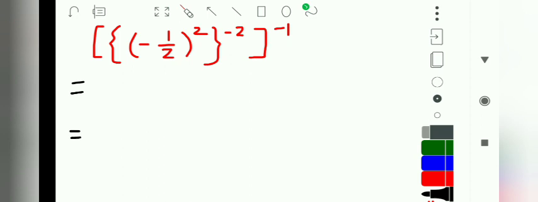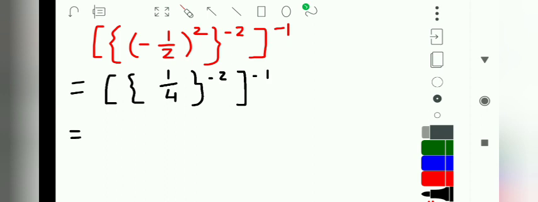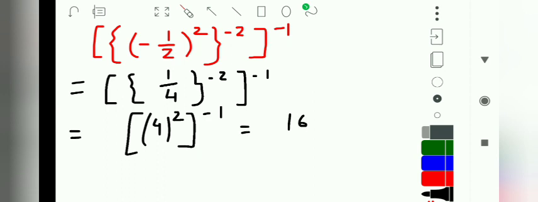that is 16, and 16 to the power minus 1 means 1 by 16 whole to the power 1, and 1 to the power 1 by 16 to the power 1 is 1 by 16, because if you write 1 to the power anything, it is only 1. So 1 to the power 1 is 1, 1 to the power 2 is also 1, 1 to the power 5 is 1, 1 to the power any number is 1.